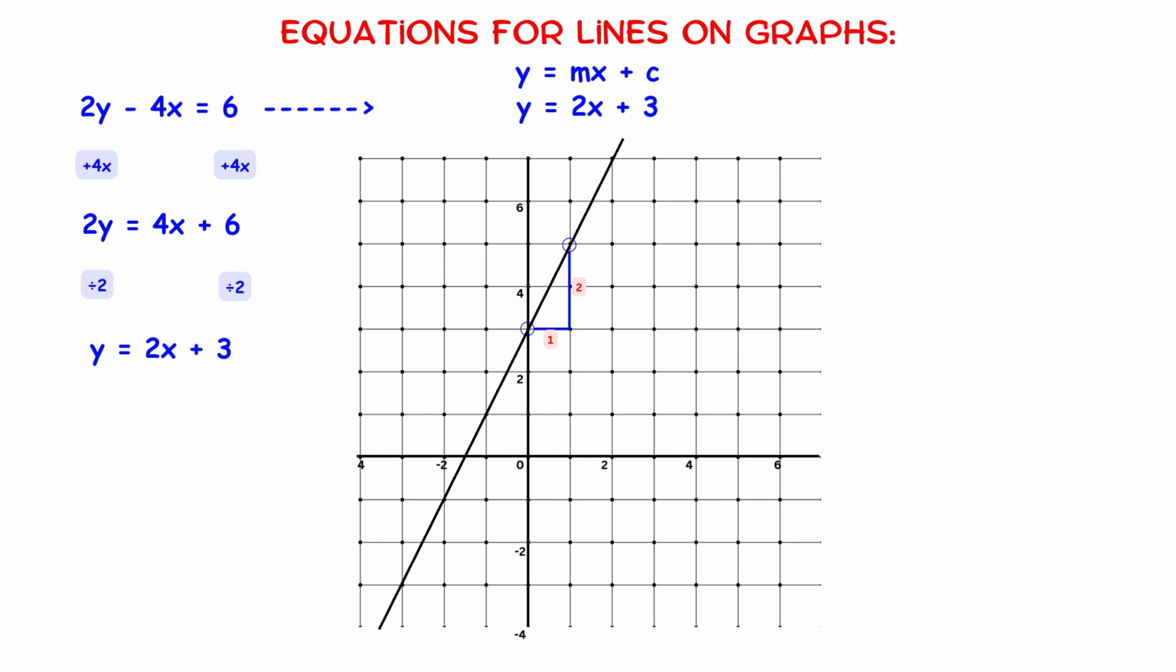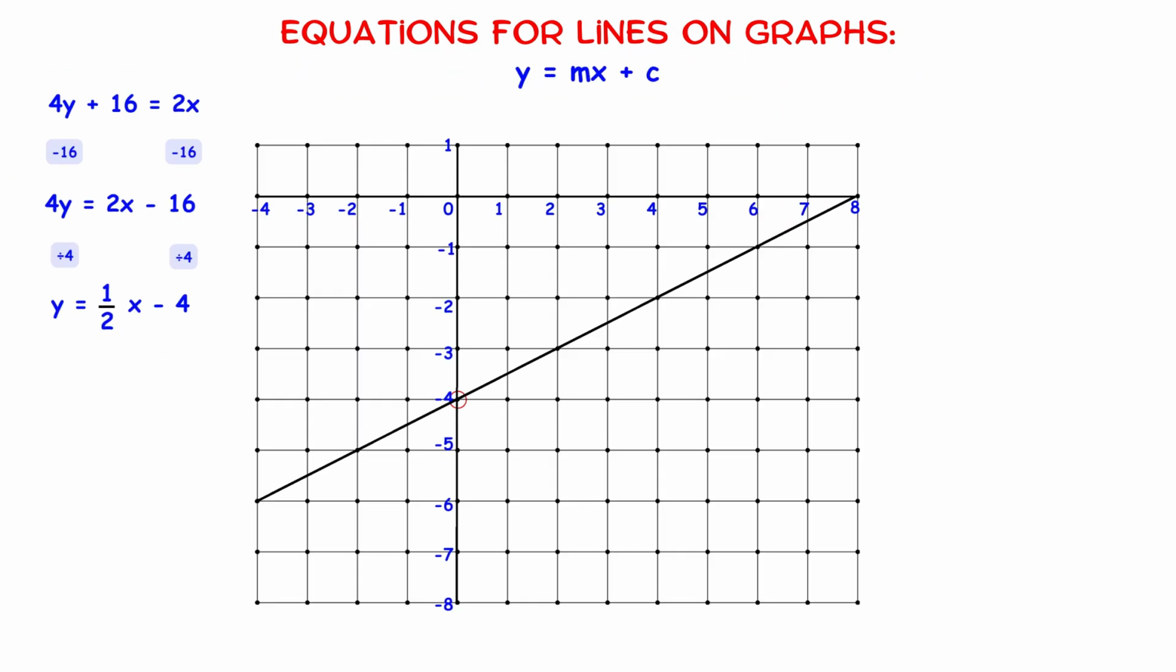Let's try doing the same thing for this equation, 4y plus 16 equals 2x. The first thing we need to do is rearrange it to get it into the form of y equals mx plus c, so we need to subtract 16 from both sides to get 4y equals 2x minus 16, and then divide both sides by 4 so that we only have a single y on the left, which will equal 1/2 x minus 4 on the right.